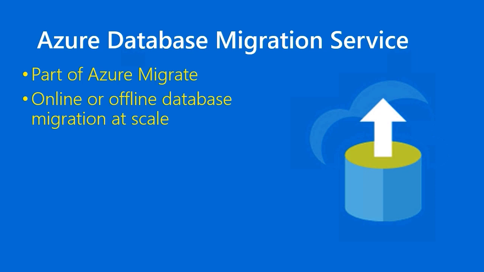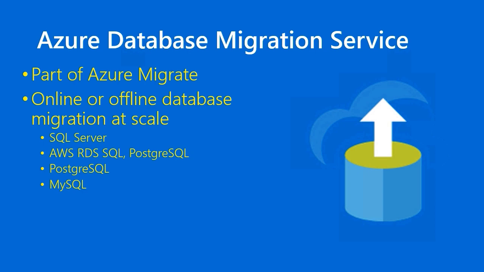Notice also that Database Migration Service goes far beyond the Microsoft product family. Yes, you have first-class support for SQL Server, but there's also first-class support for migrating AWS, the Amazon Web Service RDS for the SQL and the PostgreSQL models. There's native PostgreSQL database migration support, MySQL, Oracle, and MongoDB. So once again, Microsoft is embracing customers and their data where the customers and the data live, and giving them a first-class experience in migration to the Azure cloud.